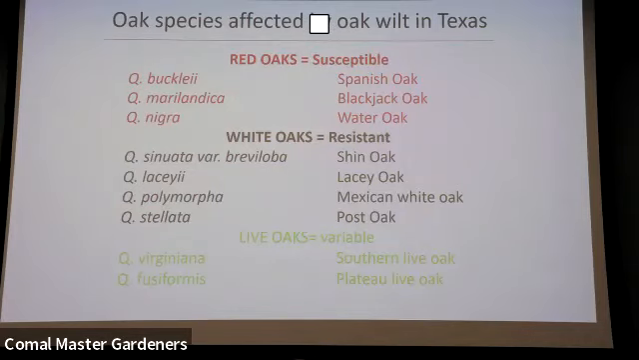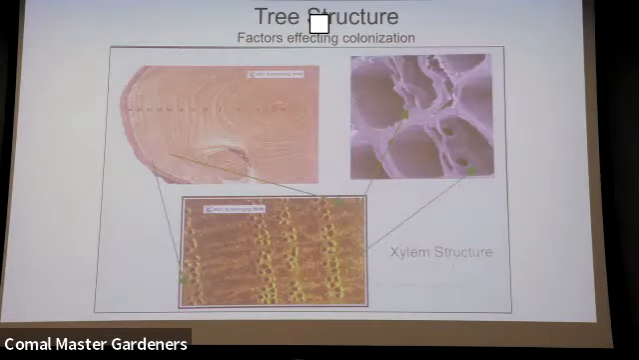And here it is broken down with just some more different species in here. The live oaks are kind of variable in between the red oaks and the white oaks, even though most authorities put them in with the white oaks. There are some authorities that will say, nah, actually they're in a group all by themselves. But we're not here to talk about the taxonomy of the oaks today. Let's go with it. Tree structure has a lot to do with this business of what's susceptible and what's resistant.